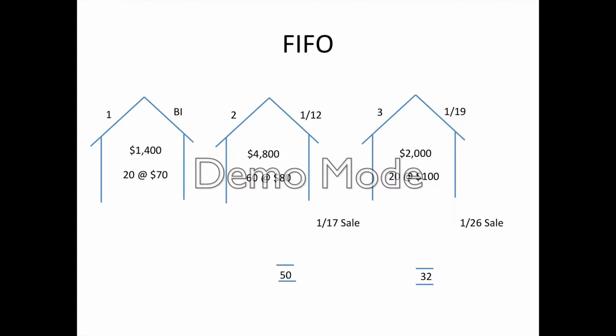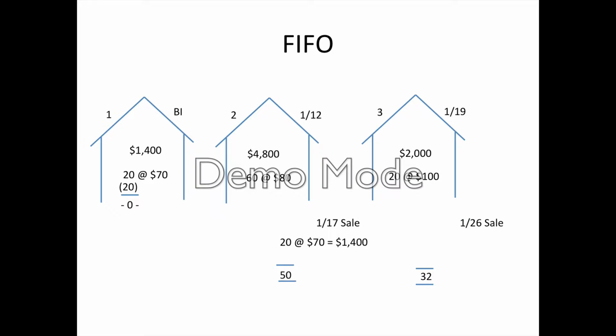The January 17th sale is after the January 12th purchase, and the January 26th sale is after the January 19th purchase. We also write in the total units sold for each sale. Our mission is to determine the cost of the goods sold for each of these sales. FIFO stands for first in, first out, so we would sell the 20 units in beginning inventory in the first sale on January 17th.